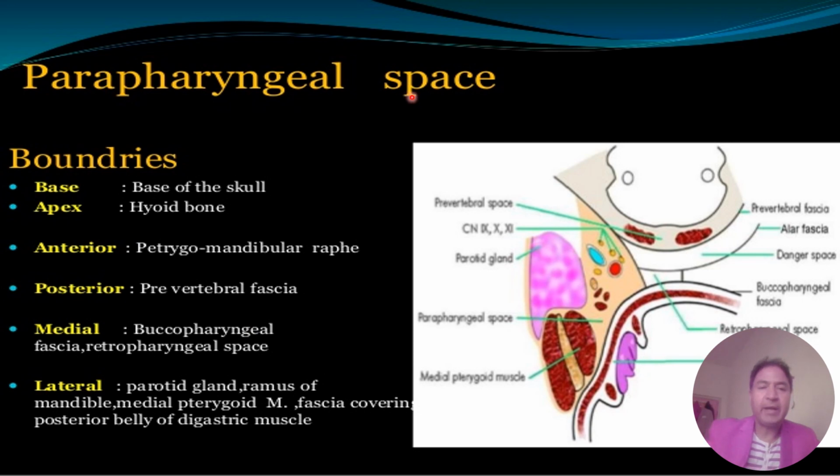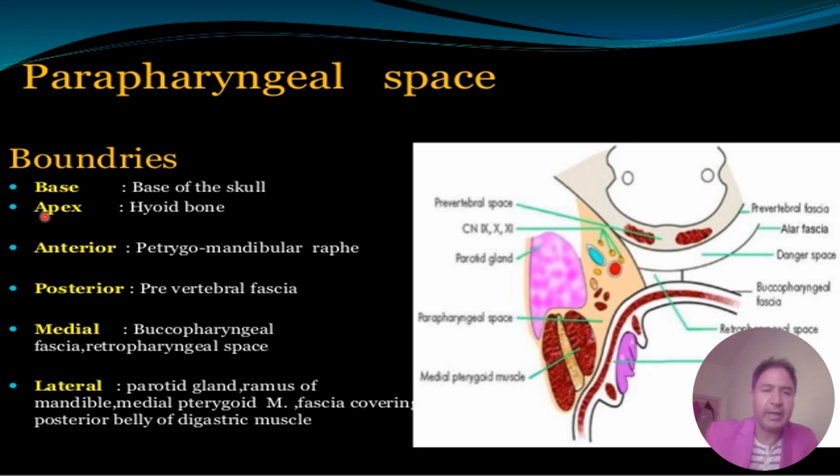So, parapharyngeal space. Now let us go to parapharyngeal space. Para means on the side, on both sides of the pharynx, which is a single tube. It has a space on both sides that is called parapharyngeal space. And parapharyngeal space communicates with 4 other paired spaces, which I will come to.